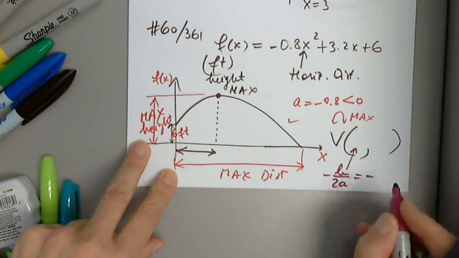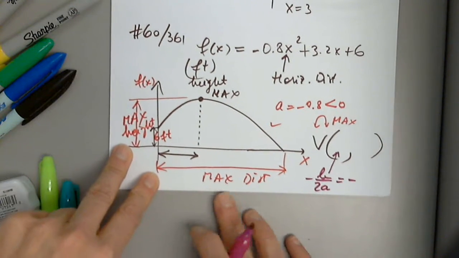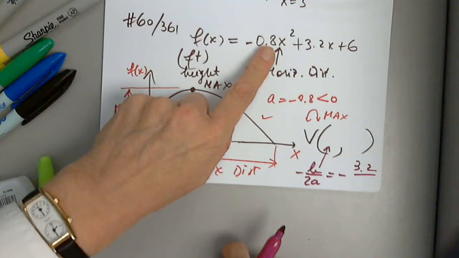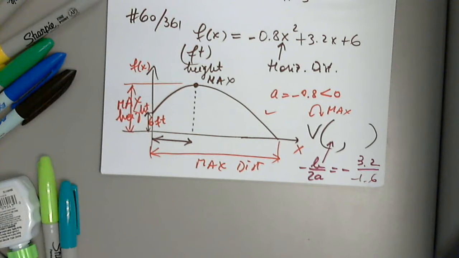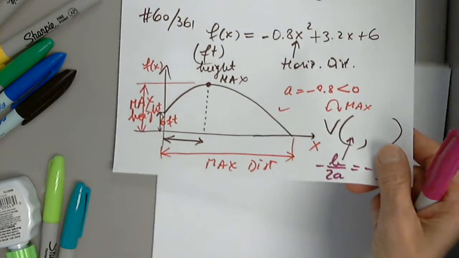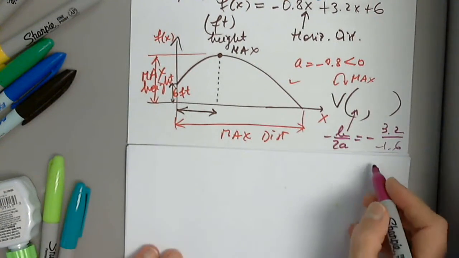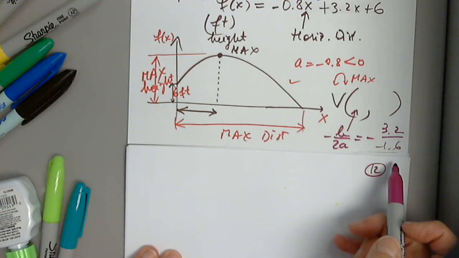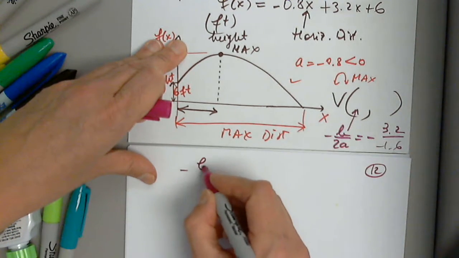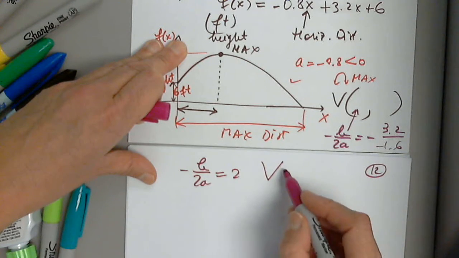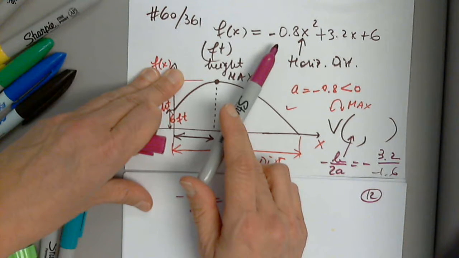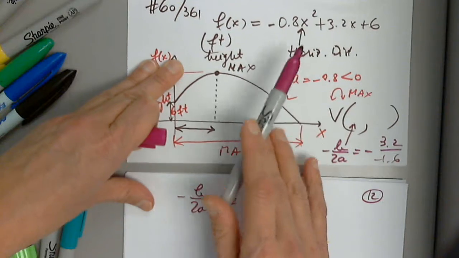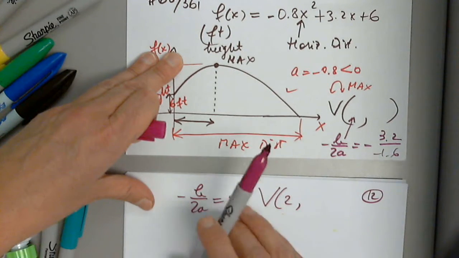Negative b over 2a. Negative, what is b? 2 times a. Negative 1.6. 3.2 divided by 1.6 is nice, which means it's 2. Very good. So negative b over 2a is 2. So the vertex has 2 times a. 2 times 0.8 is negative 1.6. That's okay.